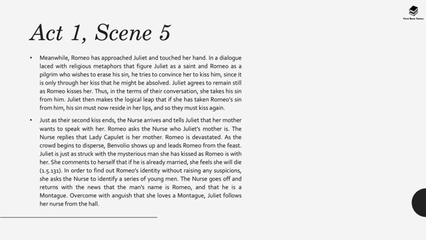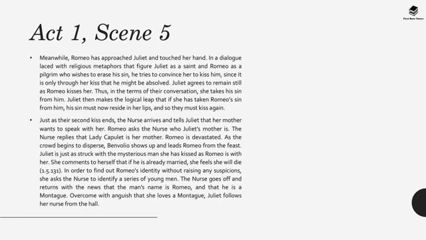Meanwhile, Romeo approaches Juliet and he touches her hand, and in a dialogue laced with religious metaphors as well as celestial language, we get the sense that he's presenting Juliet as a saint and Romeo as a pilgrim who wishes to erase his sin, and he tries to convince her to kiss him since it's only through her kiss that he might be absolved of his sins. Juliet agrees to remain still as Romeo kisses her. Thus, in terms of the conversation, she takes the sin away from him.